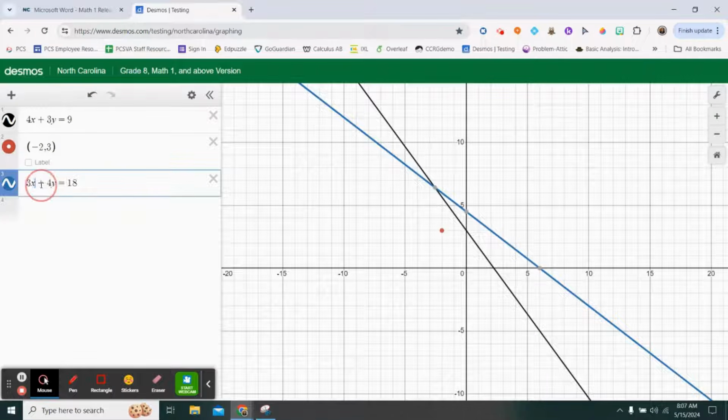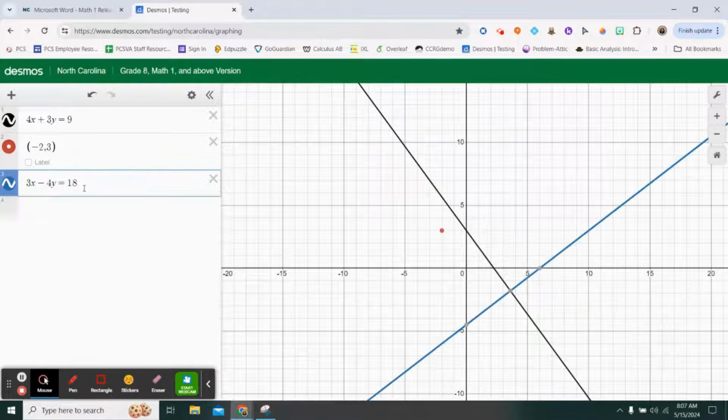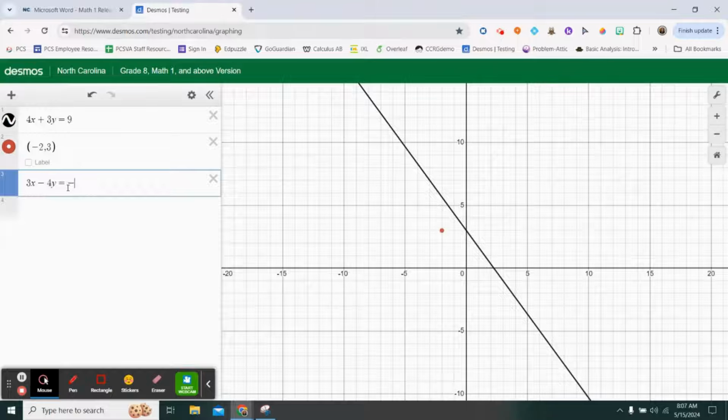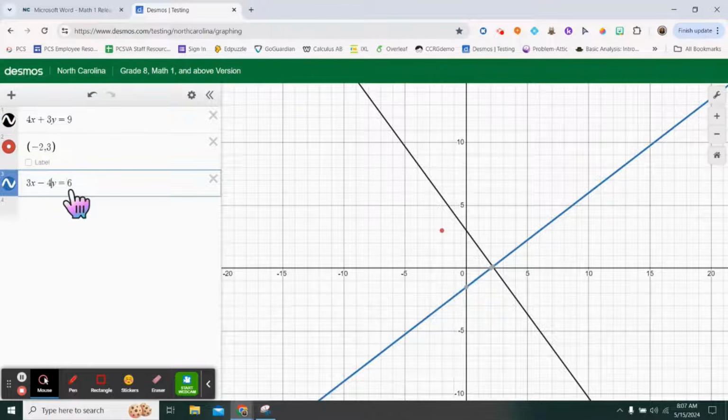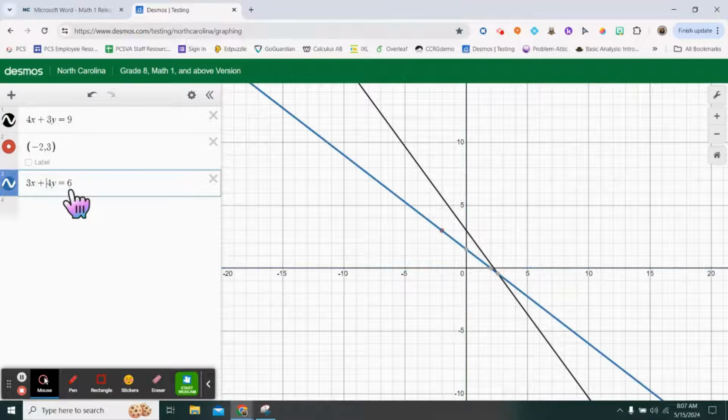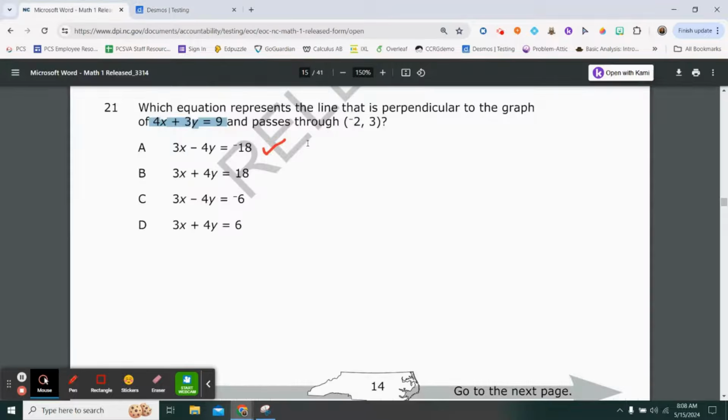Then answer choice C was 3x minus 4y and it's equal to negative 6. Does not go through the point. The last answer choice was positive 6 and positive 4y. It does go through the point and it does intersect, but it clearly does not intersect at a right angle. And so then my answer would be A. A lot of time saved there by not doing algebra and just typing it into the calculator.